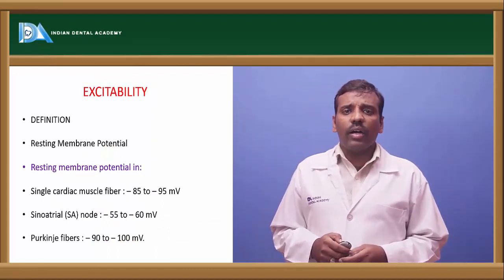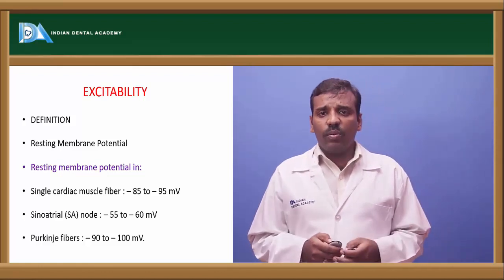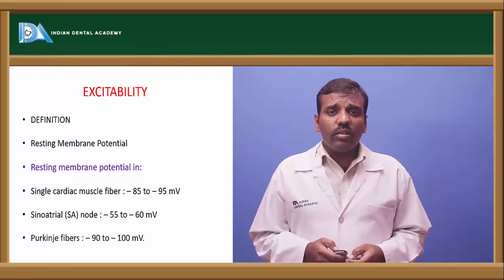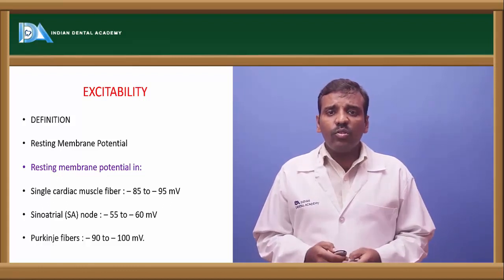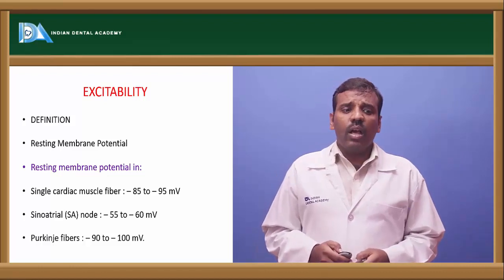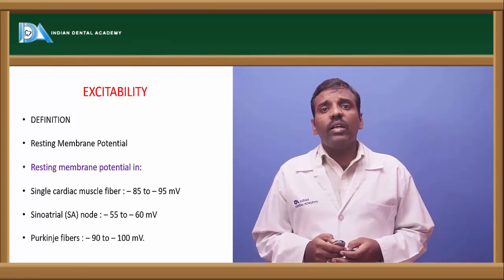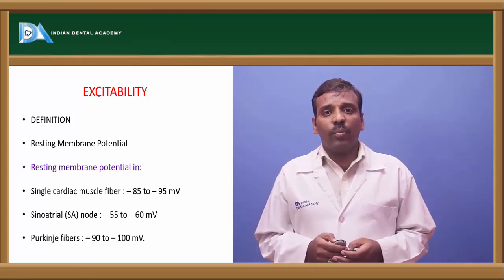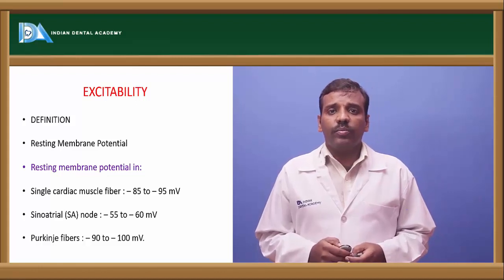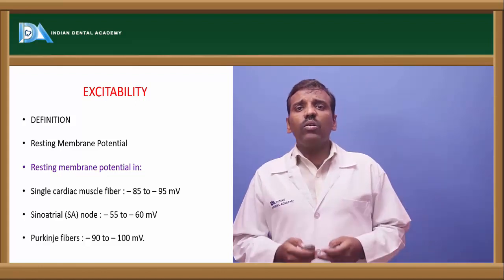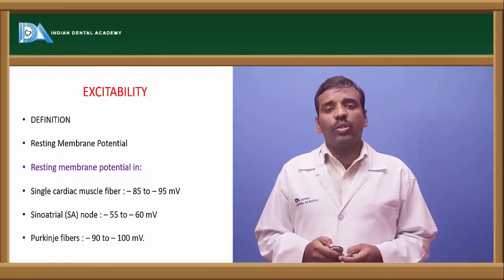Okay, and next, if you see the properties of the heart, the first property is excitability. Heart properties in the sense the cardiac muscle properties. The first one is excitability. What is excitability? Excitability is nothing but the change in the environment by the stimulus. This change occurs because of the action potential evoked by applying the stimulus.